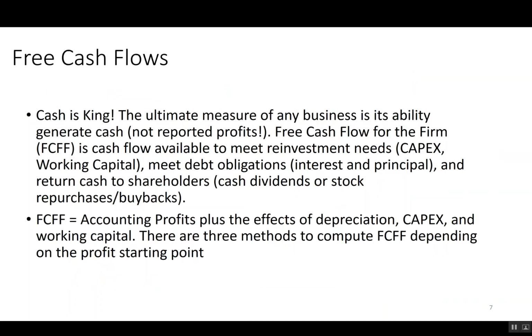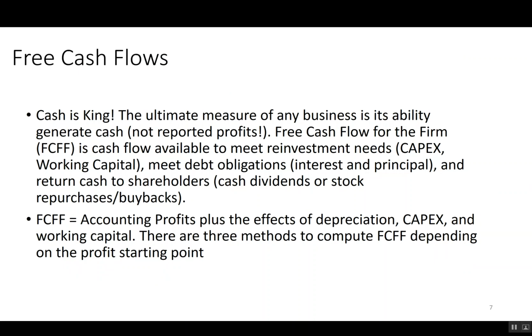Let's talk about cash. Now, in finance, there's a saying that cash is king. In other words, profit is good, but cash is king. You can't spend profit. As you've learned in your accounting classes, profit does not always mean cash. And if I was running a business, what I care about is how much cash I can put in my pocket. So we're going to measure a cash flow measure called free cash flow to the firm, FCFF.